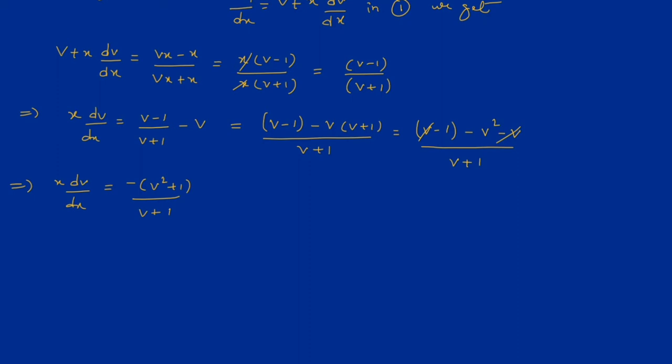Now separating the variables v and x, we have (v plus 1) upon (v square plus 1) into dv plus, this minus goes to the LHS, dx upon x, equals 0. Just a basic calculation, taking it separately.